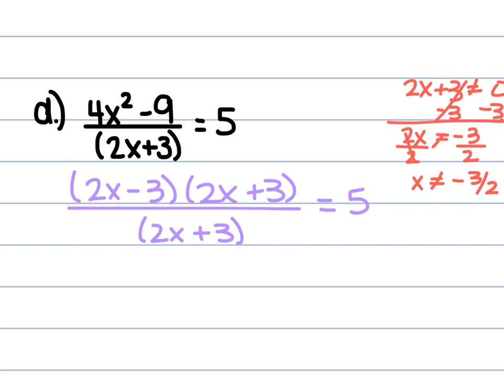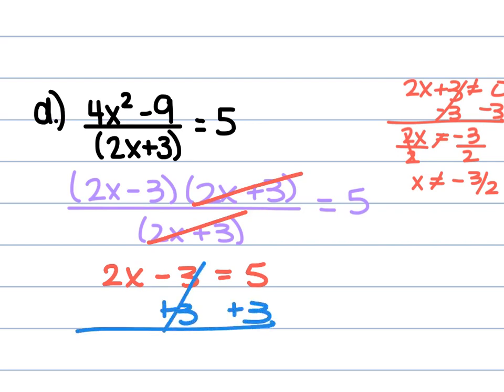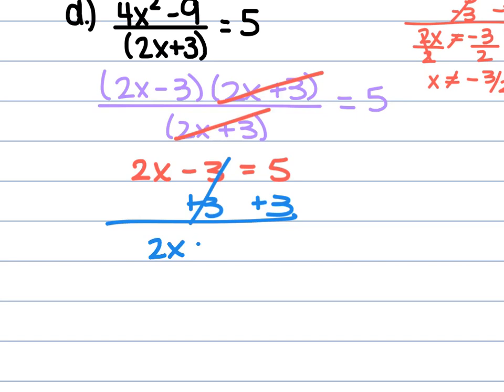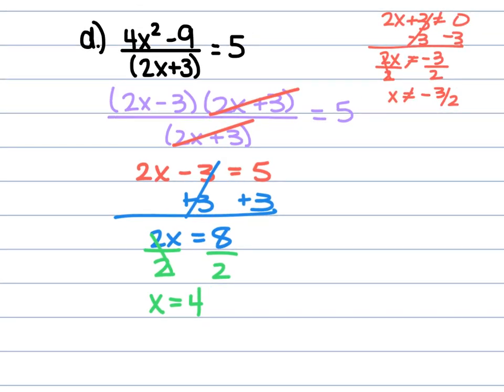So from here, the 2x plus 3's would cancel, so 2x minus 3 is equal to 5. Add the 3. We have 2x is equal to 8. Then we divide by 2. We get that x is equal to 4. From here, you need to check. Just because x is not equal to negative 3 over 2 and x is equal to 4 doesn't mean you don't have to check. You still have to check.